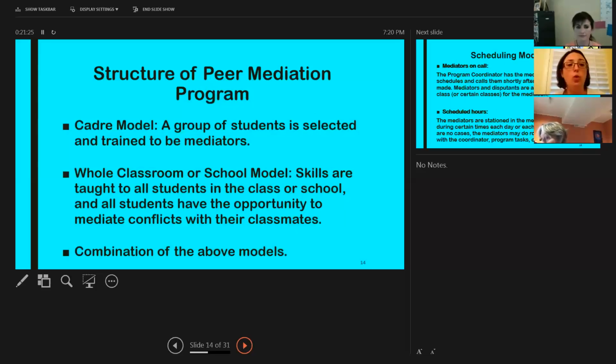Whole school or classroom model: I've also seen this done where a coordinator has taken an entire grade at the elementary school level and taught all of the students conflict resolution skills and the peer mediation process. She also has a cadre model, so it's really two models. She's teaching the whole school, and she also has an elevated group of students who are the peer mediators, and that's the combination that she has.